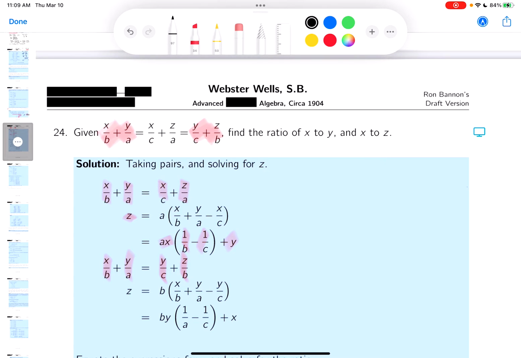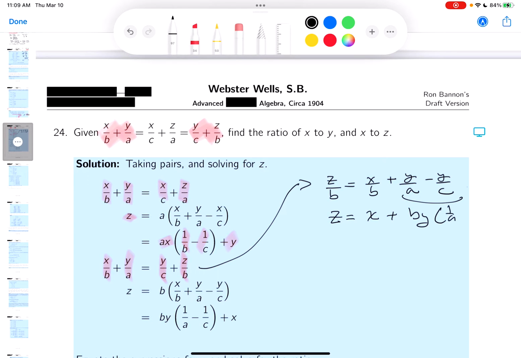Looks pretty easy to do. Let's go through that. Relatively simple. What do you get? You get z over b equals x over b plus y over a minus y over c. And then I'm going to multiply both sides by b. And you get z equals, well, I just get x, and then I know it's the same type of pattern over here, so I get b times 1 over a minus 1 over c.